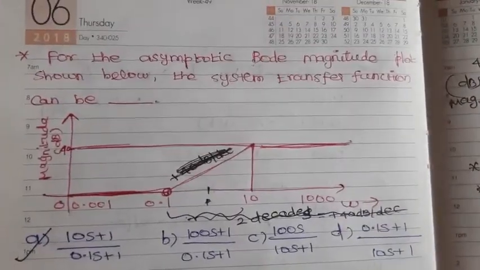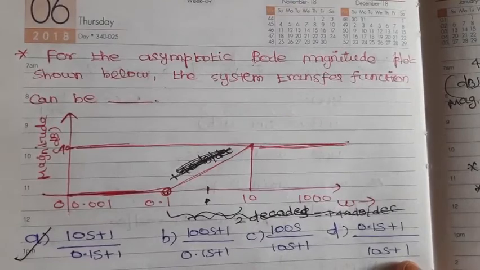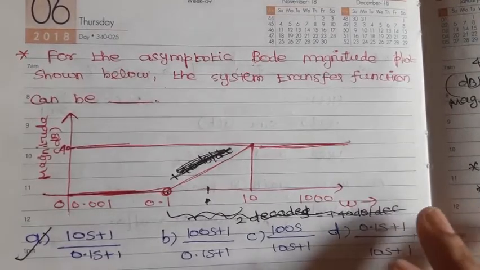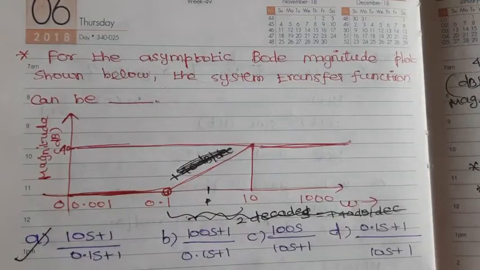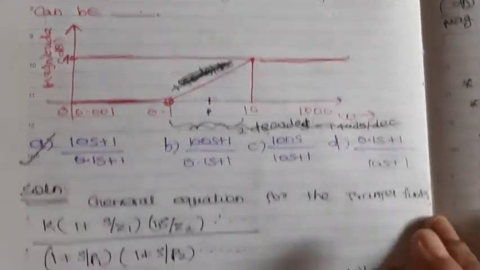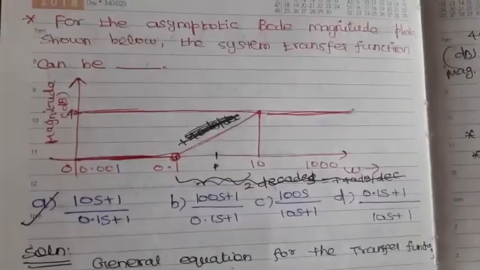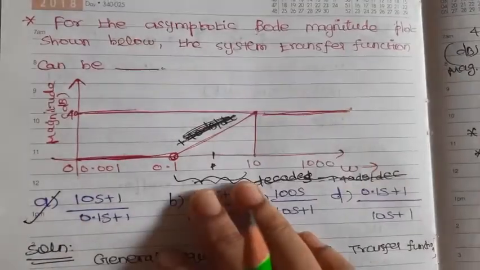Then move on to the next problem. For the asymptotic Bode magnitude plot shown below, the system transfer function can be? So the Bode plot is given, and from that we need to find out the transfer function of the system. This is the Bode plot given, so we will find out one by one.